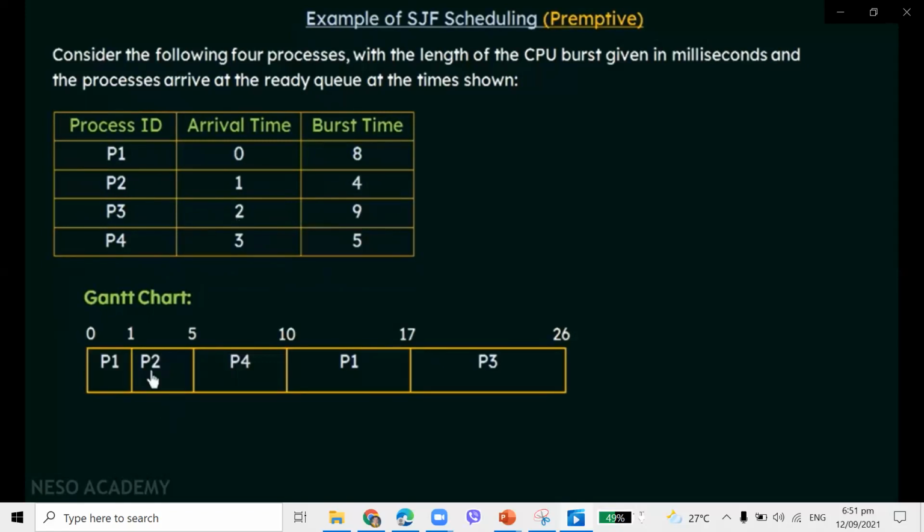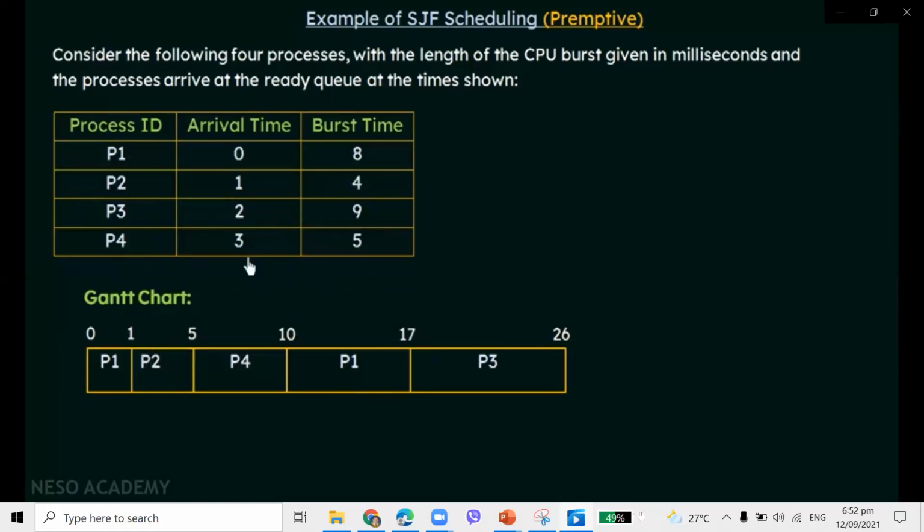Now let us look at this chart and see what is the condition of P2 at 2 milliseconds. So P2 got the CPU at the first millisecond, and at the second millisecond P2 has already completed 1 millisecond of execution. So the remaining time of P2 is now 3 milliseconds. So it is not 4, but at time 2 P2's burst time will be 3 milliseconds because it has already completed 1 millisecond of execution.